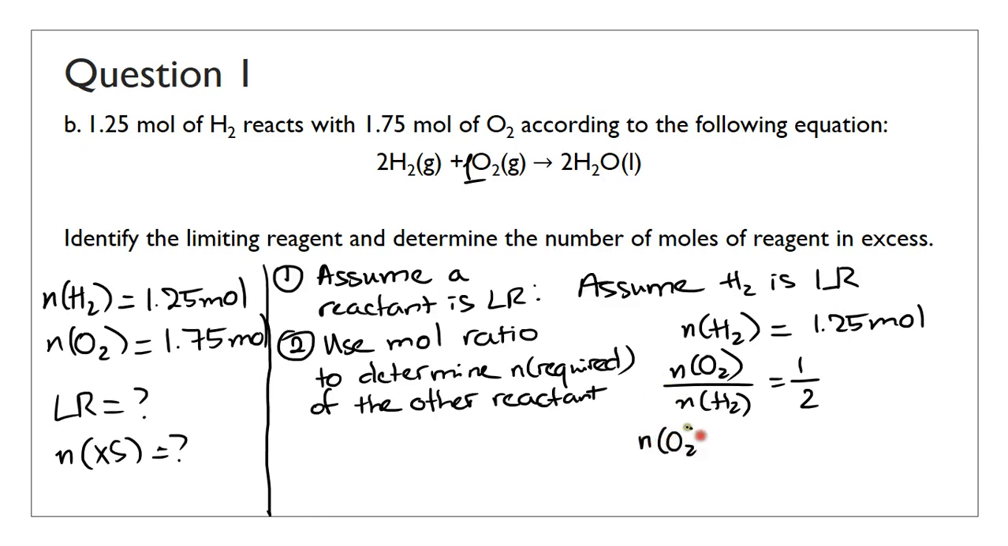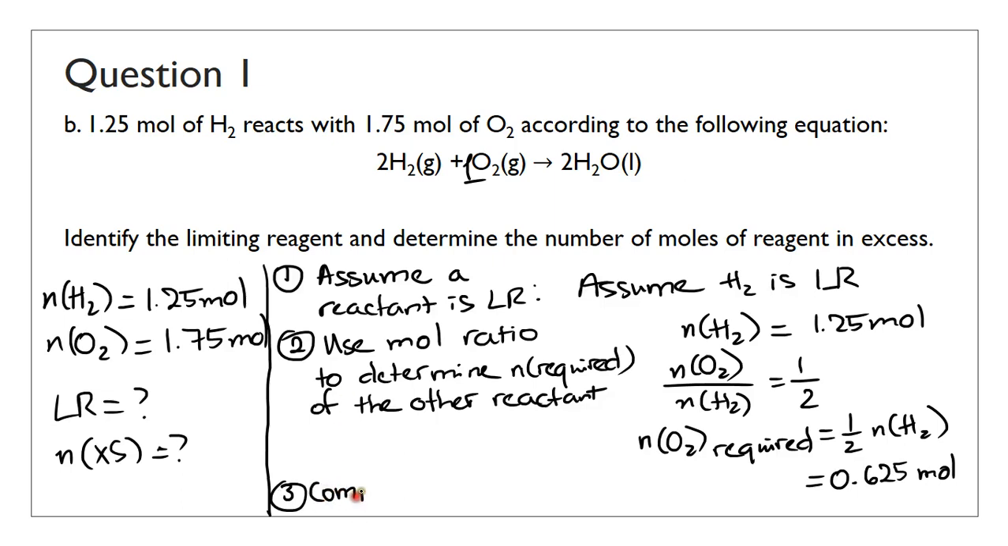So nO2 required is going to be half of nH2, which is half of 1.25, which I can't do math anymore, so let's just use a calculator. 0.625 mole. So in order to completely react with 1.25 mole of hydrogen, you need 0.625 mole of oxygen. And step 3 is to compare the amount that is required with the amount that you actually have. So compare required and given.